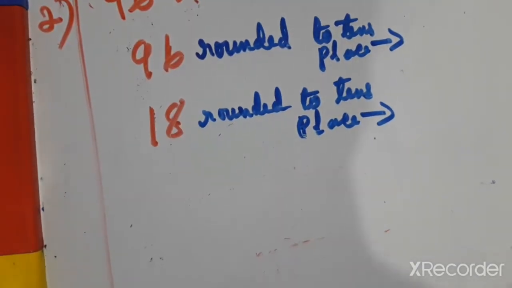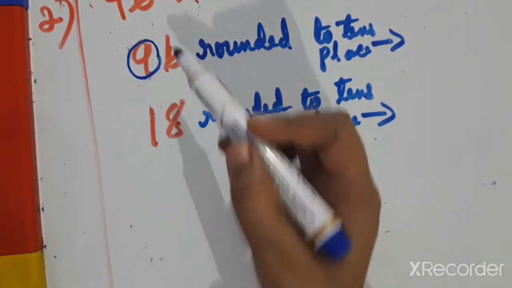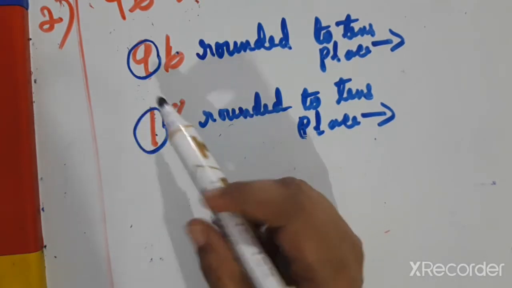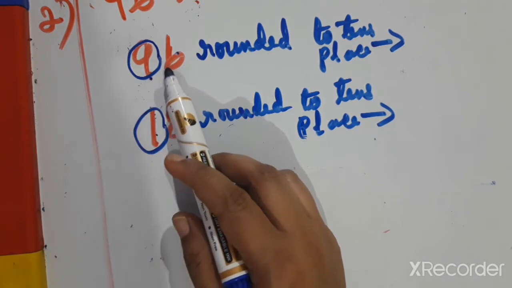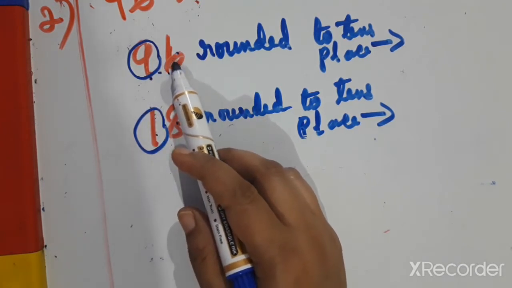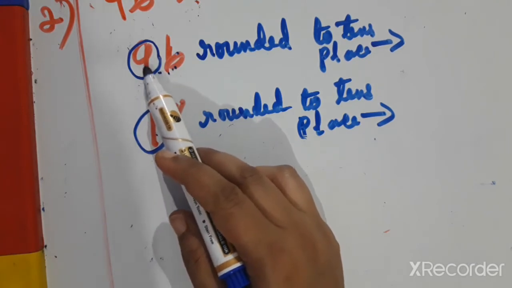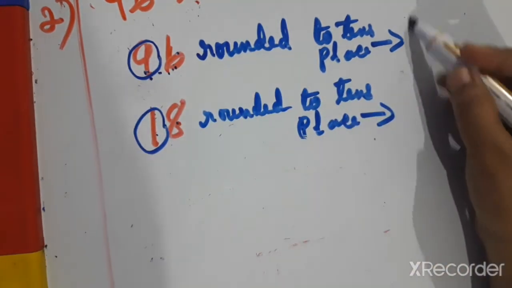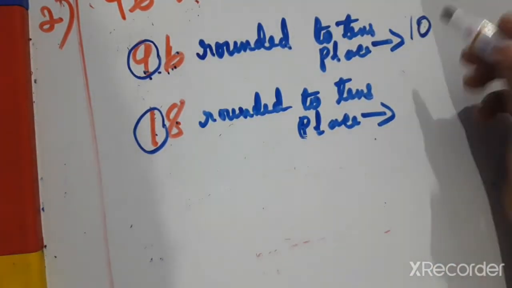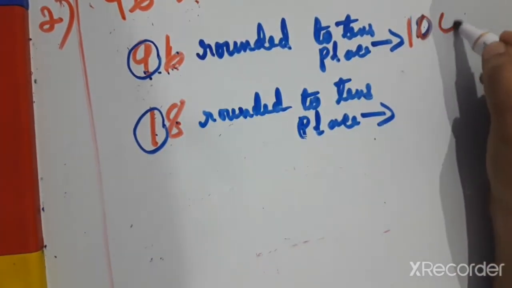Next question is 96 divided by 18. So 96 is rounded to the tens place. 9 is in the tens place, and here 1 is in the tens place. Rounding 96 to the tens place, we round 9 and we have to check the next number, whether it is 5 or greater than 5. Here it is 6, so 1 is added to the rounded number. 9 plus 1 becomes 10, and the 6 becomes 0.